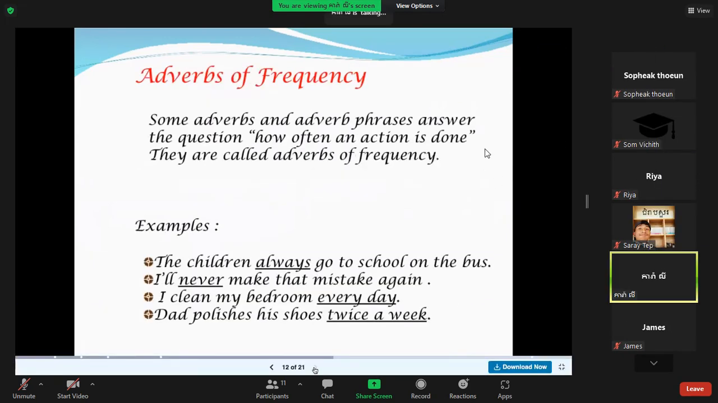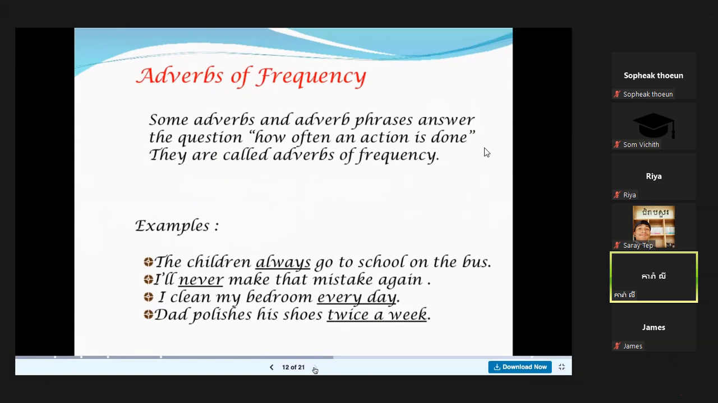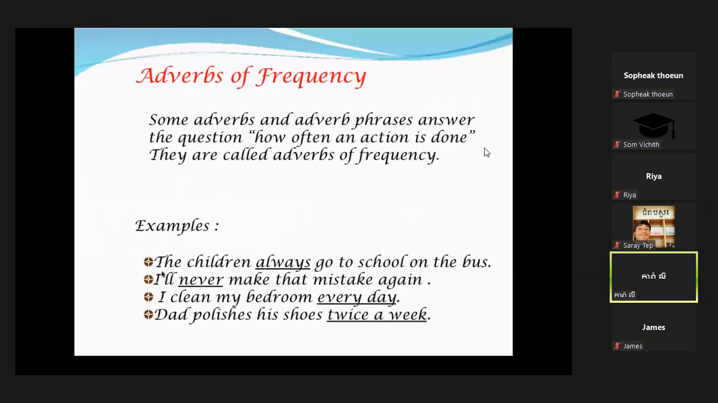Adverbs of frequency. Frequency means how often something happens. So you could say it always happens, it never happens, it sometimes happens, okay? So here are our examples. The children always go to school on the bus. Next one. I'll never make that mistake again.